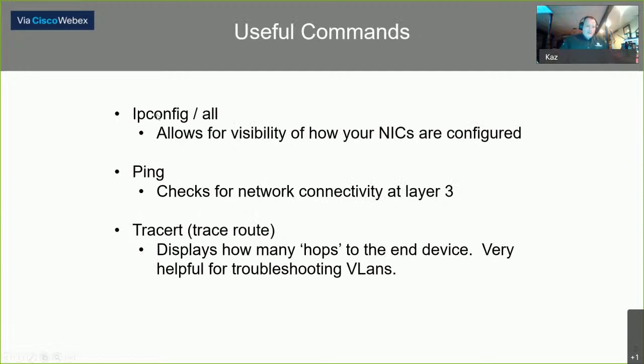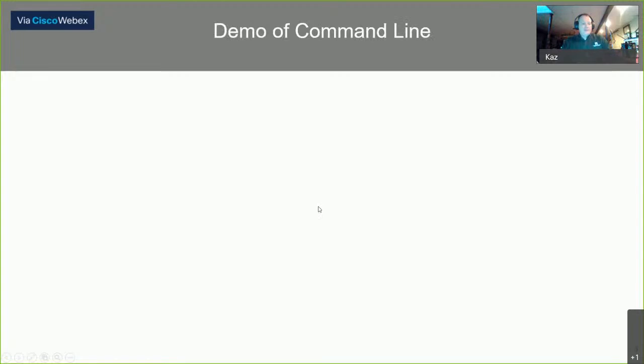Okay, so some useful commands. We're going to go through some of these. IPConfig allows you to see how your NICs are configured. Ping checks for network connectivity at layer 3, and we're going to do some of that too. Traceroute is really good for VLAN, so that's how many hops from your device to the end device that you can see. And we're going to do a demo of each of these.